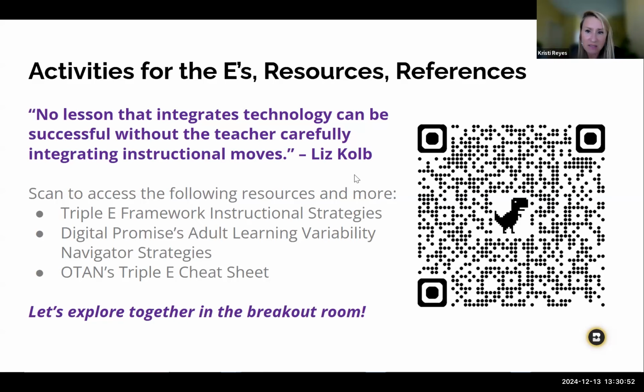What you can see on this QR code is a list of resources. So the Triple E framework instructional strategies are listed there. I don't know if you're familiar with Digital Promise's Adult Learning Variability Navigator. They have excellent strategies compiled in one place. And at OTAN, we've created a Triple E cheat sheet that outlines and details different activities for engagement, enhancement, and extension.